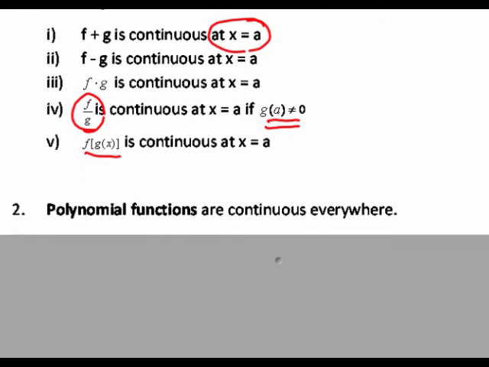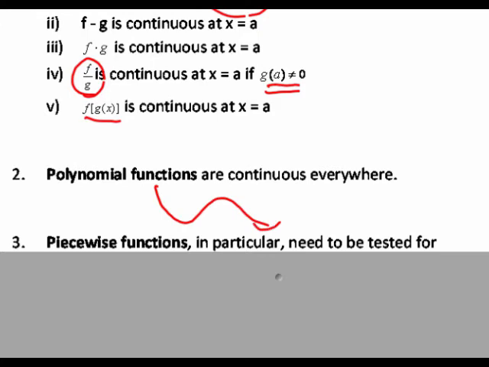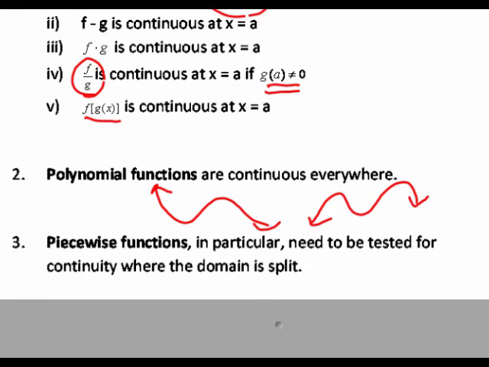Polynomial functions are continuous everywhere. From your previous study of that, you know that that's one of the key properties, and one of the wonderful things about polynomial functions is they flow. They're connected everywhere. Piecewise functions, as we saw in an example a few minutes ago, you need to, in particular, check the continuity at the spot where the domain is split. So in my previous example, x equals 0 was the splitting point for the function. I checked the continuity specifically at that point. There may be other points you need to check as well.